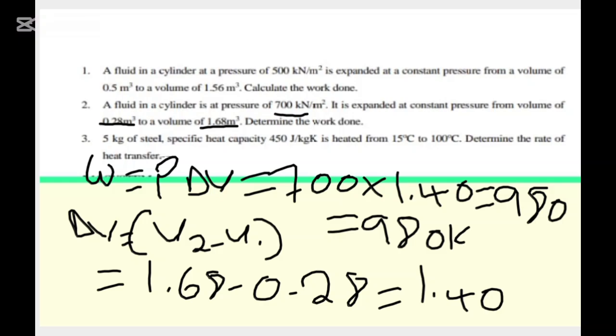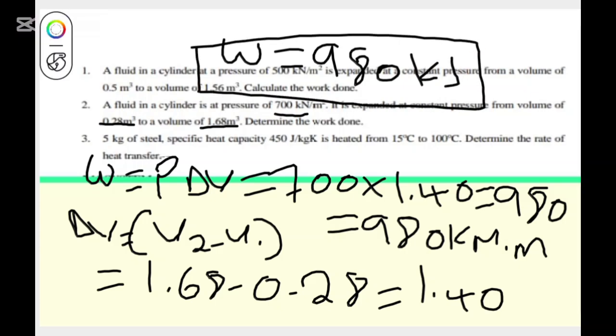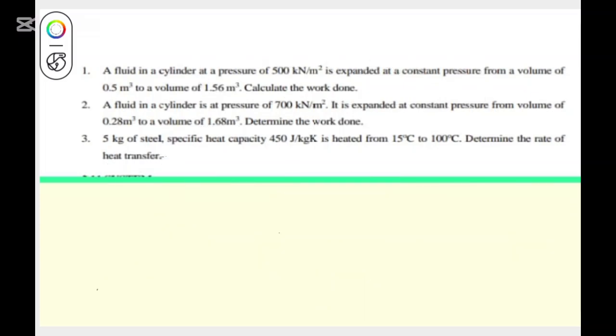So the answer is 980 kilonewton meter. But as I said, 1 kilonewton meter is the same thing as 1 kilojoule. So therefore the final solution is that the work done will be equal to 980 kilojoule. So this is the solution of the second question. So the third question, 5 kg.